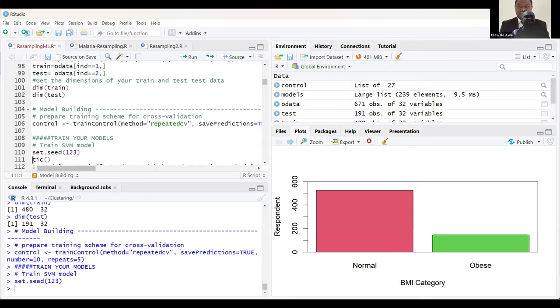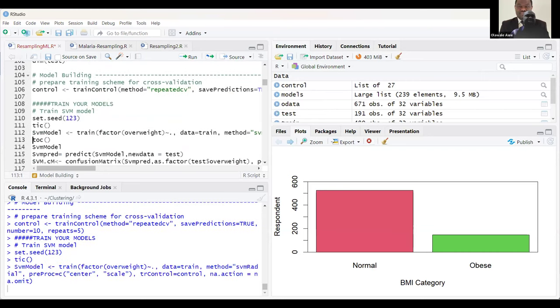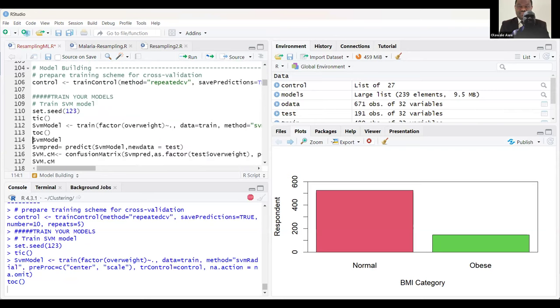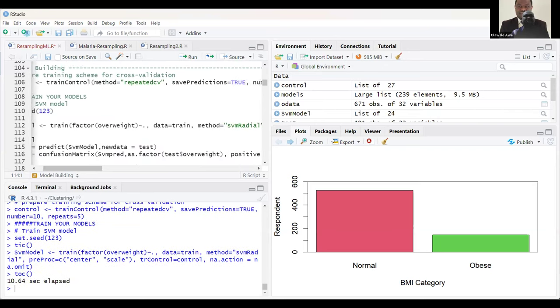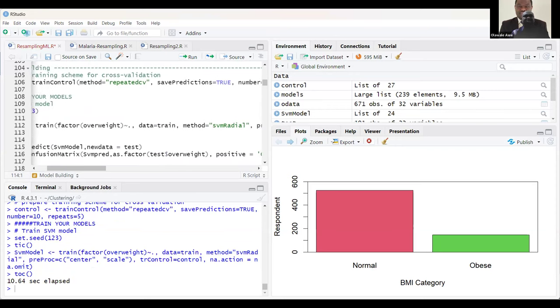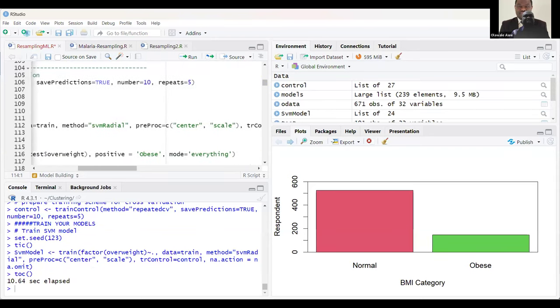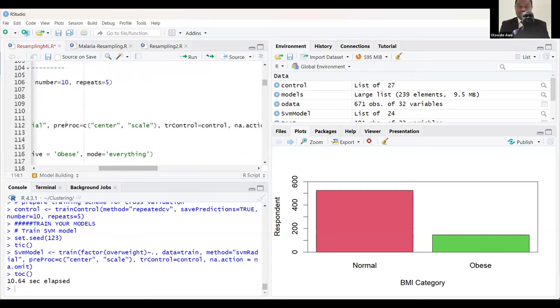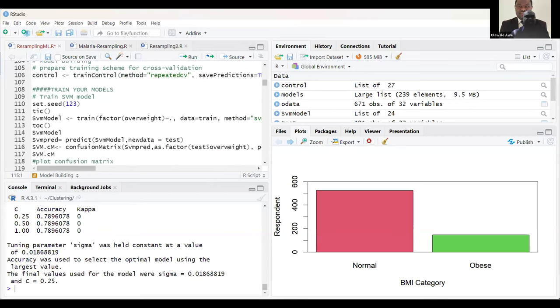Let me run the first model, which is the SVM, support vector machine. So the target variable as a function of all the other features, I'm just going to put a dot here. Then the data is train. I'm using train. Then the method is SVM radial. And like I said, caret can preprocess your data at a go. And then the train control that I've already specified. Now, it took about 10 seconds to run. Then here is the model.